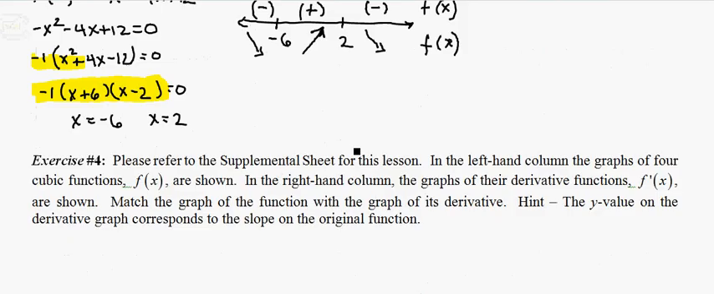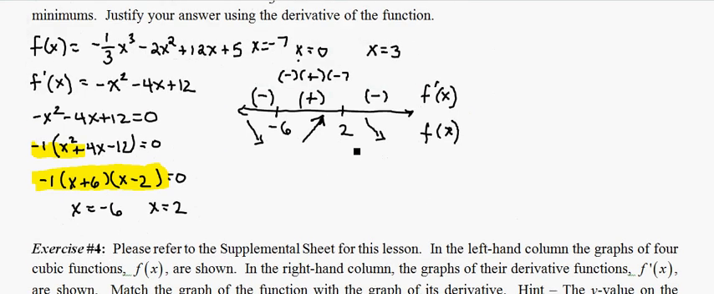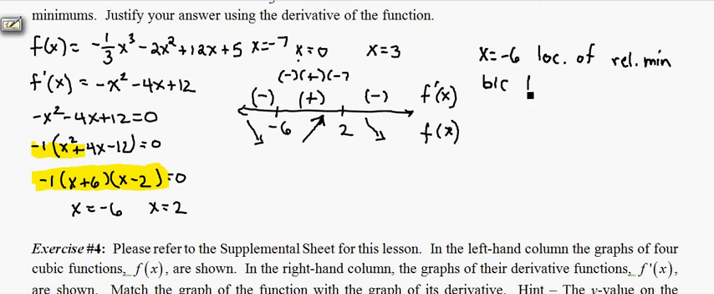Now I can write conclusions about what kind of features I have and where they're located. Let's come over here and let's talk about x equals negative 6. X equals negative 6 is the location of a relative, what do we have there? Min, right? And the reason is because f prime changes from negative to positive. Alright, we can say a similar statement about x equals 2 being the location of a relative maximum, but you fill that in.